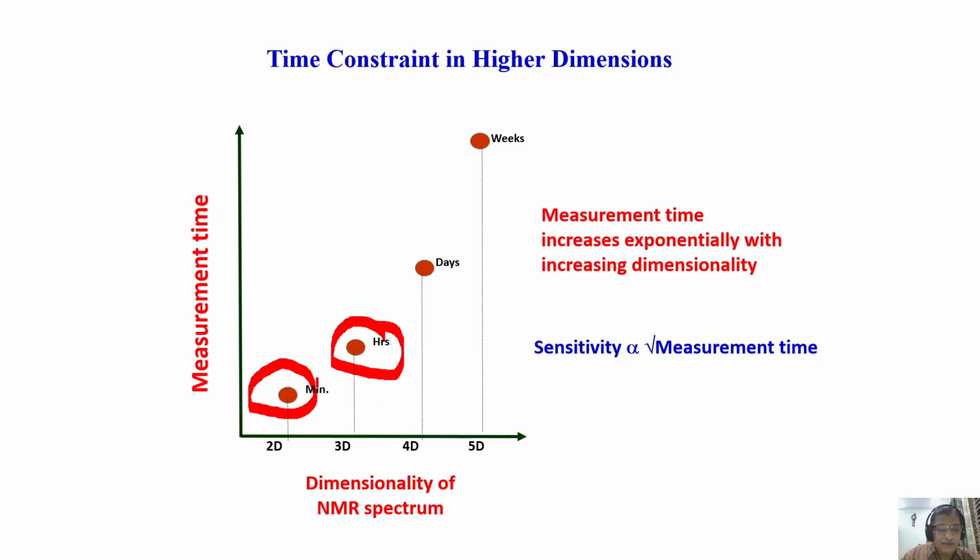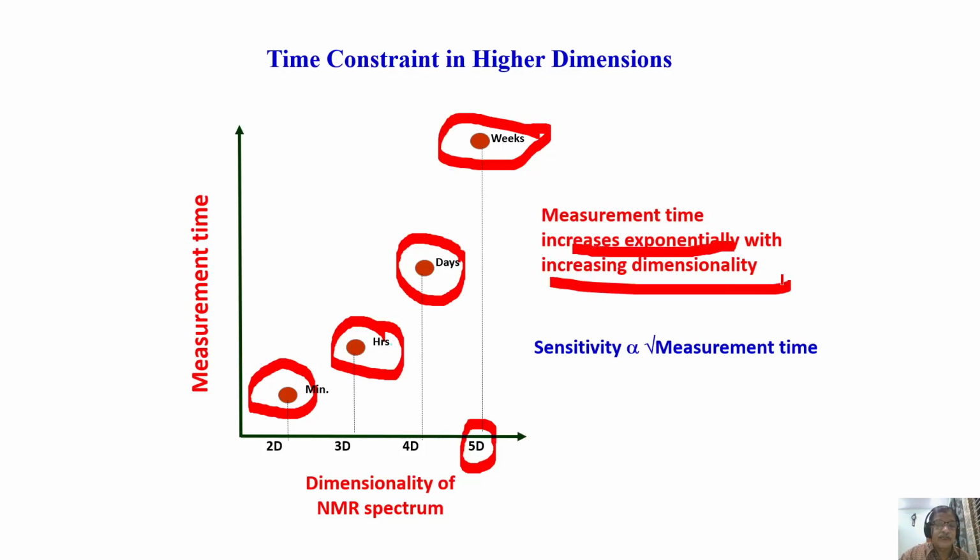Now I have this molecule, let us say, is very big. I want to do 4D, it takes days. If I want to do a 5D experiment on that molecule, it takes weeks. Remember, weeks of instrument time. And measurement time exponentially increases with increasing dimensionality. So we have to be very choosy in finding out what type of 2D, 3D, or 1D experiment you require for your sample. Because measurement time goes exponentially with increasing dimensionality, look here, it is almost exponentially going like this.